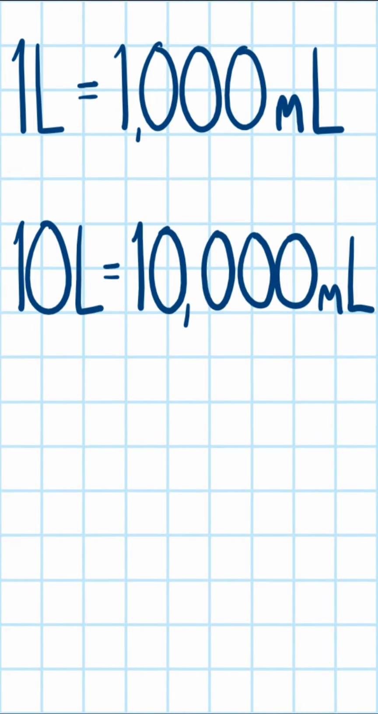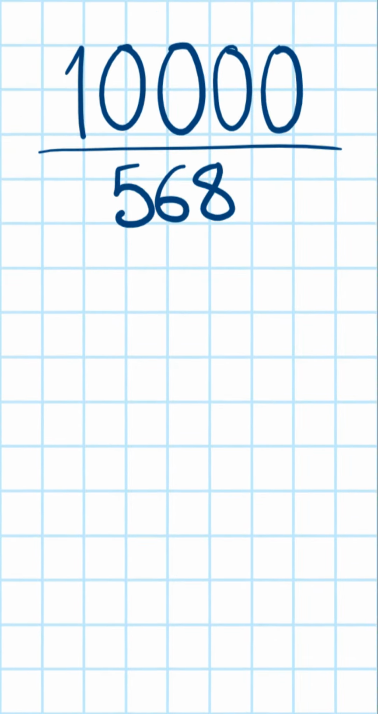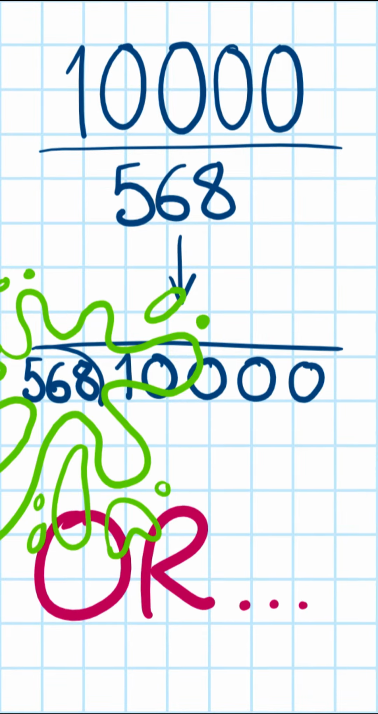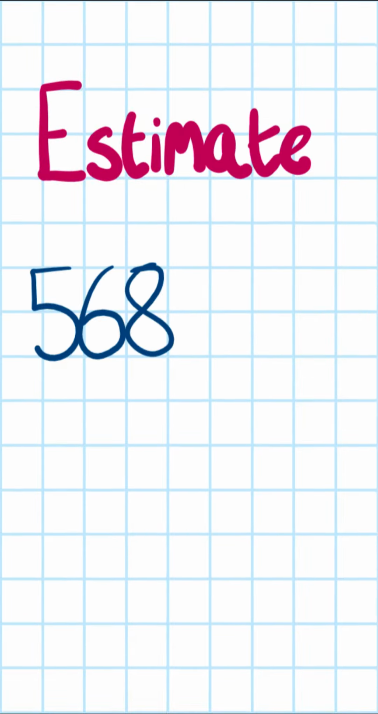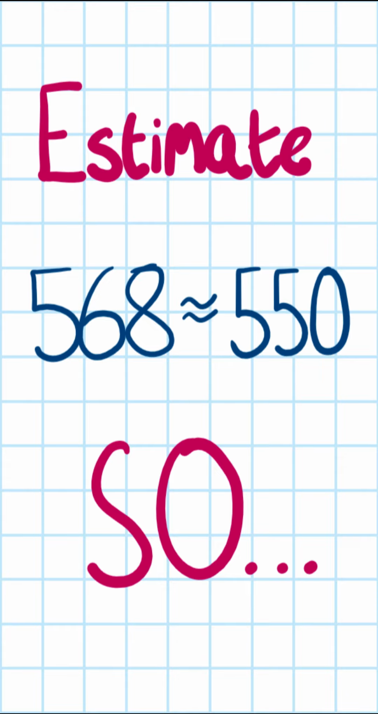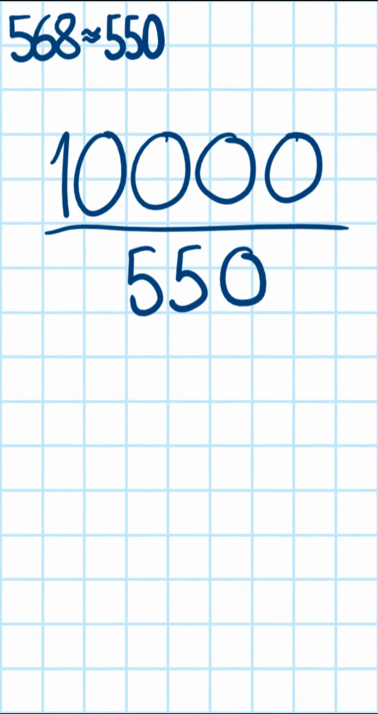And we can find this by multiplying both sides by 10. 10,000 divided by 568 can be written like so. However, 568 is a really nasty number to try and divide by, so instead we're going to use an estimate where we say 568 is roughly equal to 550. If we put that in, we end up with 10,000 divided by 550.